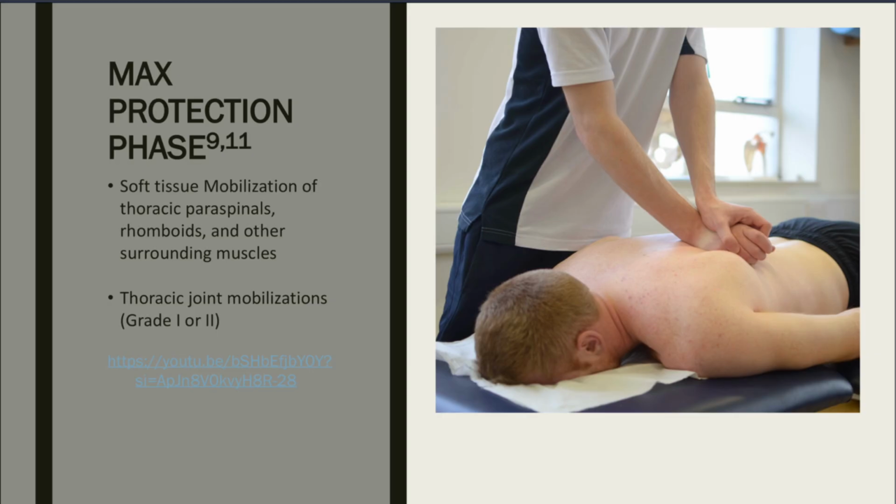So these are some of the interventions we found to address the decreased flexion range of motion. So for the max protection phase, we'll utilize soft tissue mobilization of the thoracic paraspinals, the rhomboids, and the surrounding other muscles. And also thoracic joint mobilizations. This will be a grade 1 or 2, more for pain modulation.